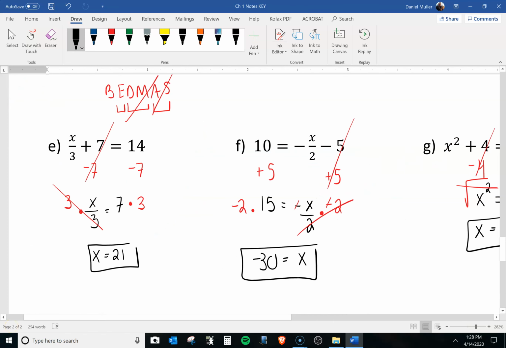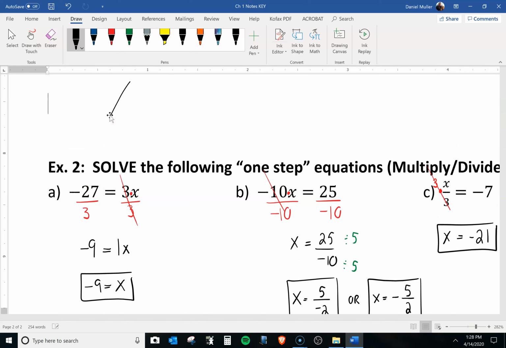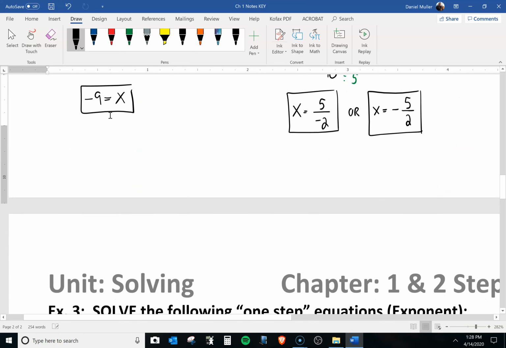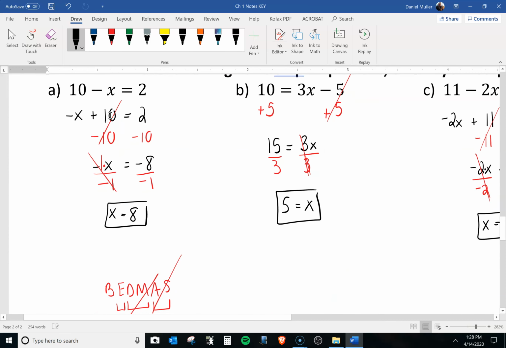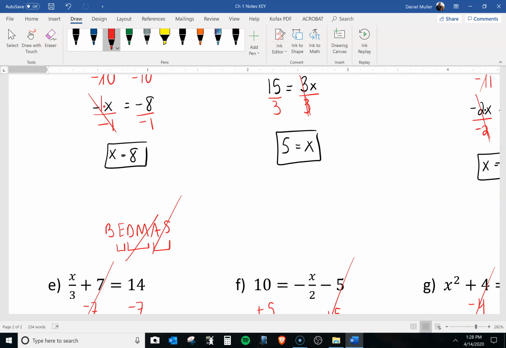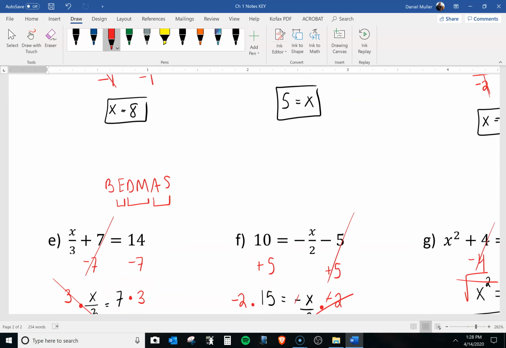And then that would deal with the exponent. And then there are no brackets. So you notice here, we dealt with the addition or subtraction, we skipped the division and multiplication, and then went right to the exponents.